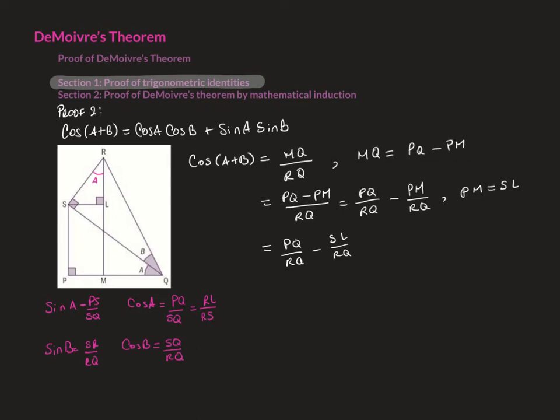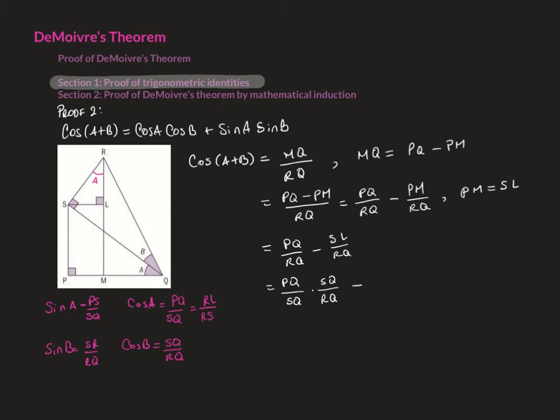Now, what I can see is that the first fraction is PQ. PQ is related to the cosine of A, but we need SQ, which we don't have here. And similarly, RQ is related to the cosine of B, and again we're missing SQ. So for the first fraction we need to multiply and divide by SQ. So we're going to say PQ over SQ times SQ over RQ.